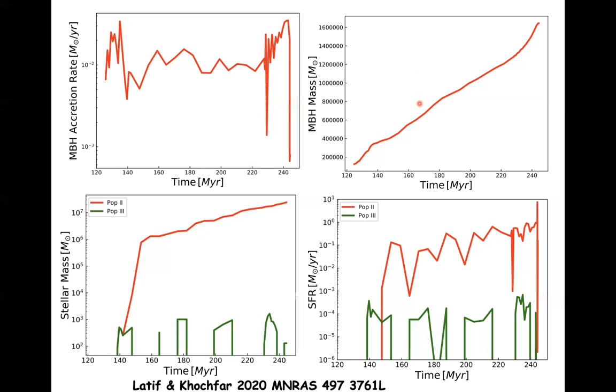Now, the properties of the host galaxy: the stellar mass in the host galaxy of this massive black hole is 10 to the 7 solar masses by the end of the simulation. The mode of Population 3 star formation is very bursty, while the mode of Population 2 stars is rather continuous. The star formation rate in the host galaxy by the end of the simulation is about 1 solar mass per year.